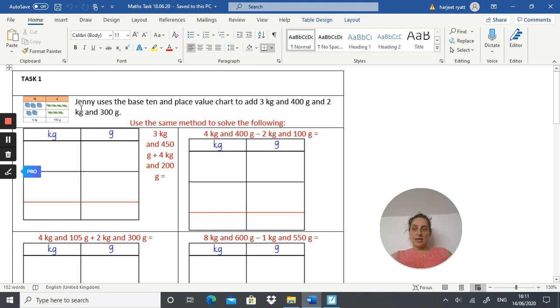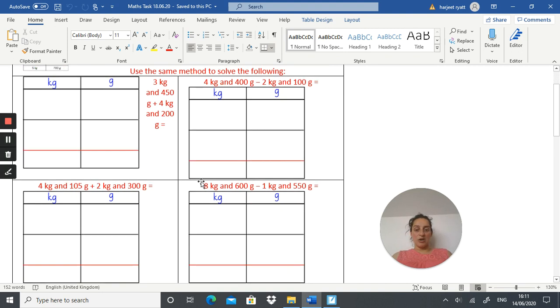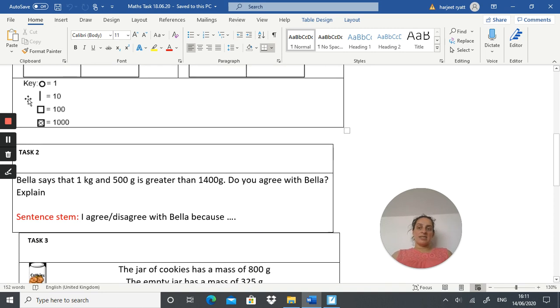So task 1 says, Jenny uses base 10, and a place value chart to add 3 kilograms and 400 grams and 2 kilograms and 300 grams. It's asking you to use the method we did in the lesson, your lines and your dots and your squares, to show how you would add it using the grid method. So the key is here. For ones, you can draw a circle. For tens, you can draw a line. For hundreds, you can draw a plain square. And for 1,000, you can draw a square with a cross on it. So you put it in the chart, and you'll know what each diagram represents.